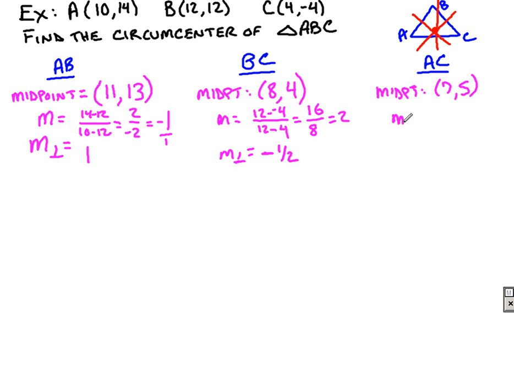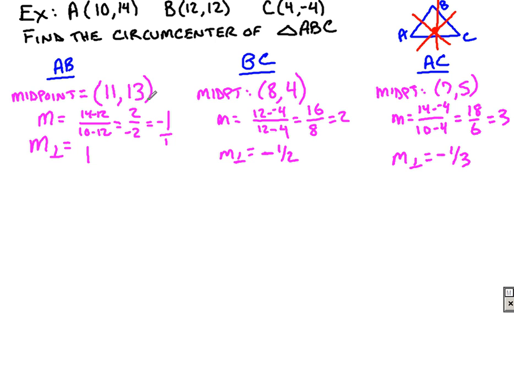And then for my last one, my slope here should be 14 minus negative 4 on top, 10 minus positive 4 on the bottom. So that means 18 over 6, which equals 3, which means the perpendicular slope is negative 1 over 3. Now, for each one of these, the next step is to find an equation of the line.